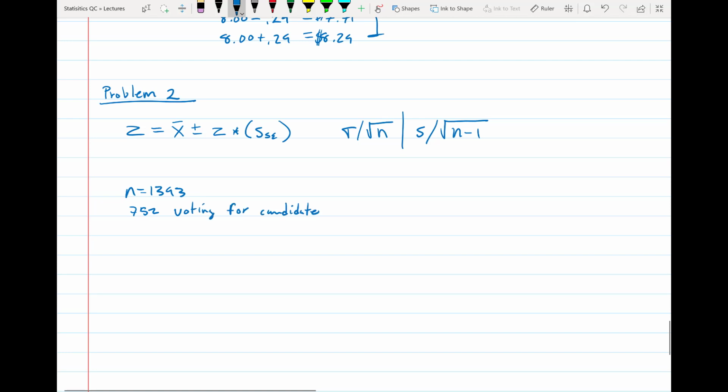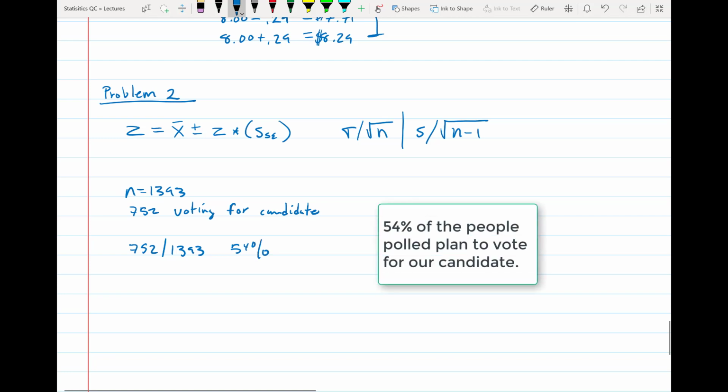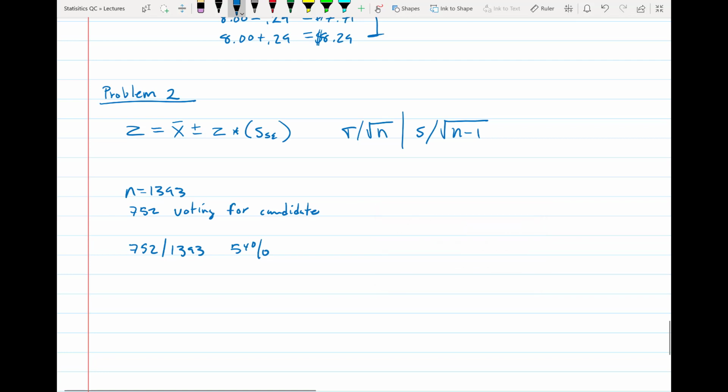All right. What we're talking about here really is a proportion. There are no means here. We're talking about a proportion. Right now, it looks as if 752 over 1393, that proportion, is going to be equal to 54%. But remember, this is only one sample proportion. Out there in the world is the true proportion of people who are going to be voting for our candidate. Would this proportion be representative of the underlying population 95% of the time?